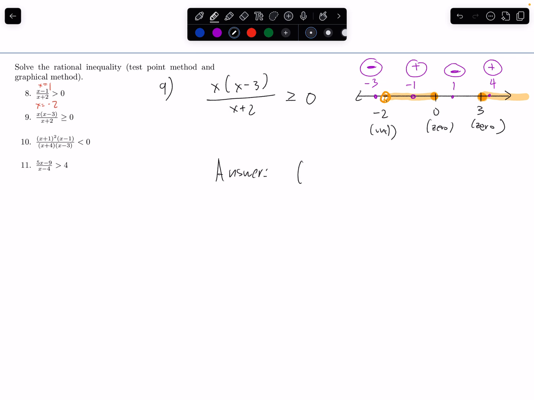Where are we positive, bigger than or equal to 0? No, I should say non-negative more specifically. Negative 2, but not including the negative 2, up until 0, but this time I include the 0. This one's undefined. This one is a 0. And then also from the point 3, this time including 3, onwards towards infinity, right? So that's the answer. Okay, that is number 9.